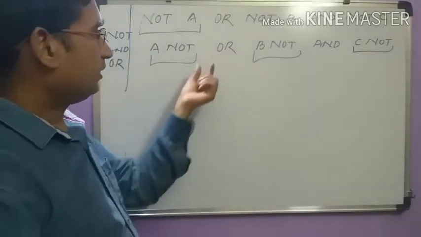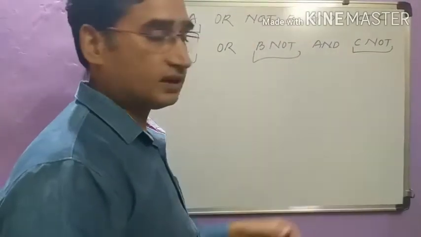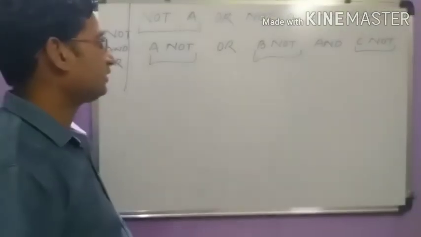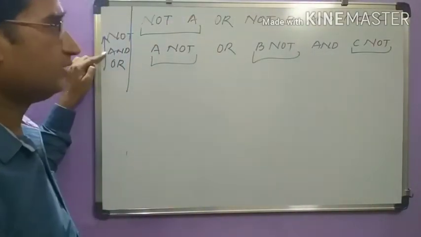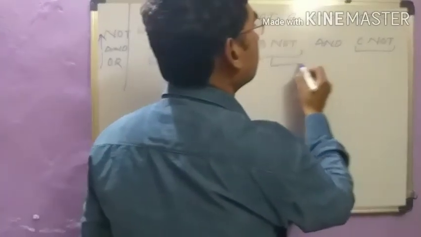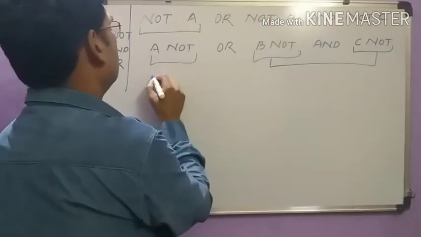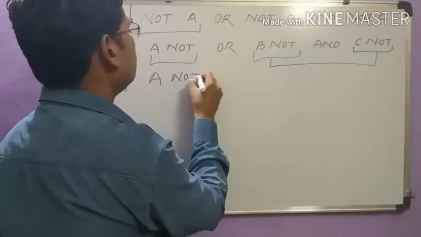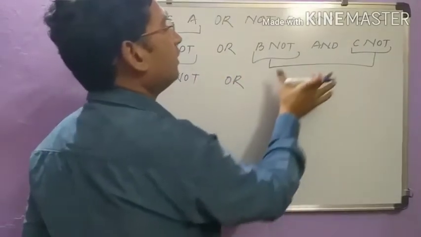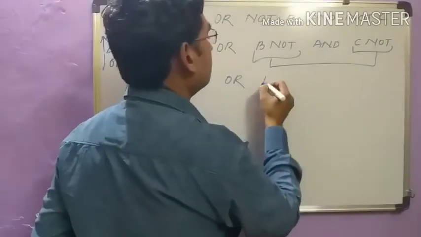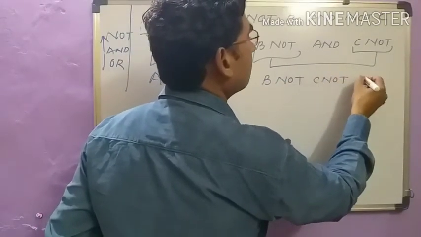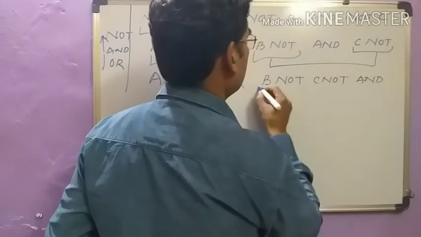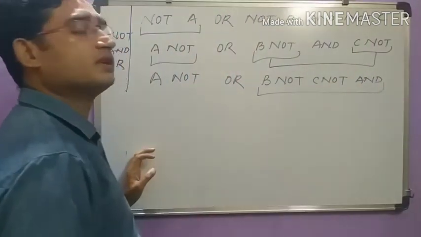After this step, you can see here or and and are two operators. In between, and has the highest priority. So first we need to convert this term of this expression. You have to write A not or, now this will be converted into postfix. So B not, C not, and now it is converted into postfix.